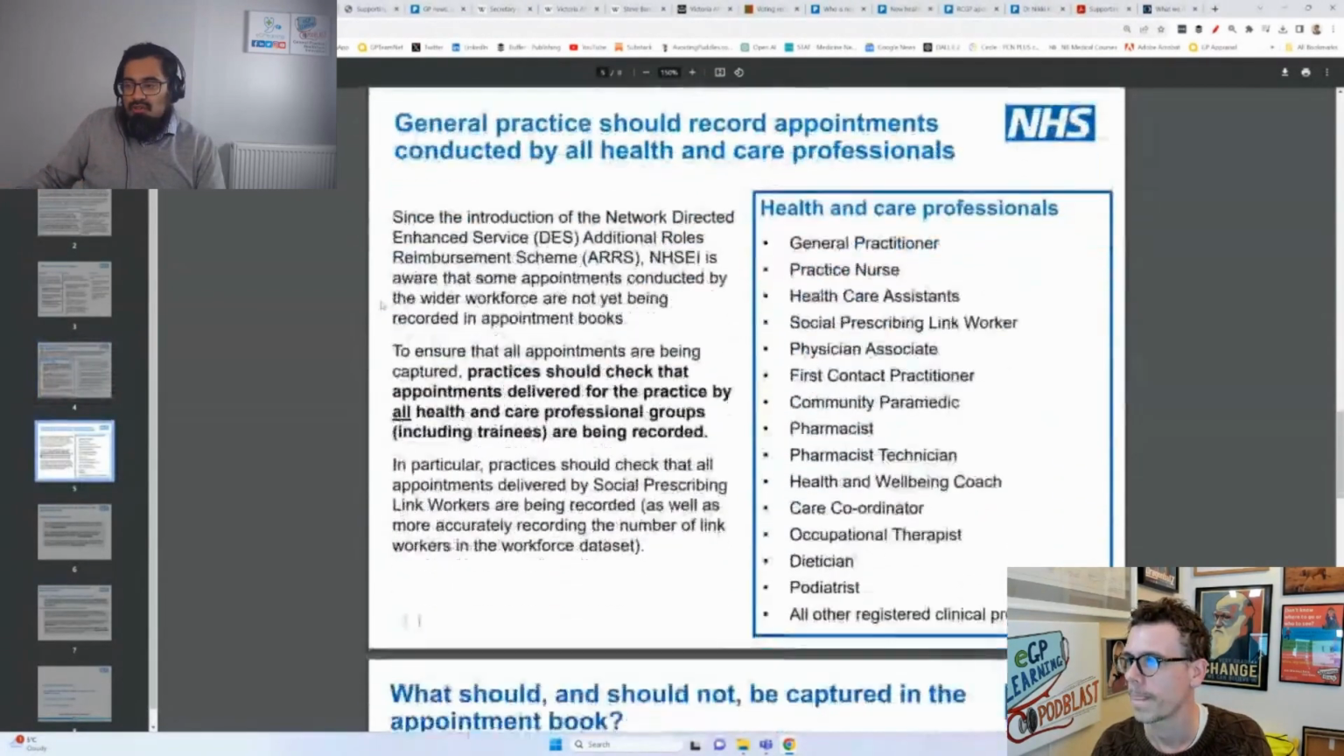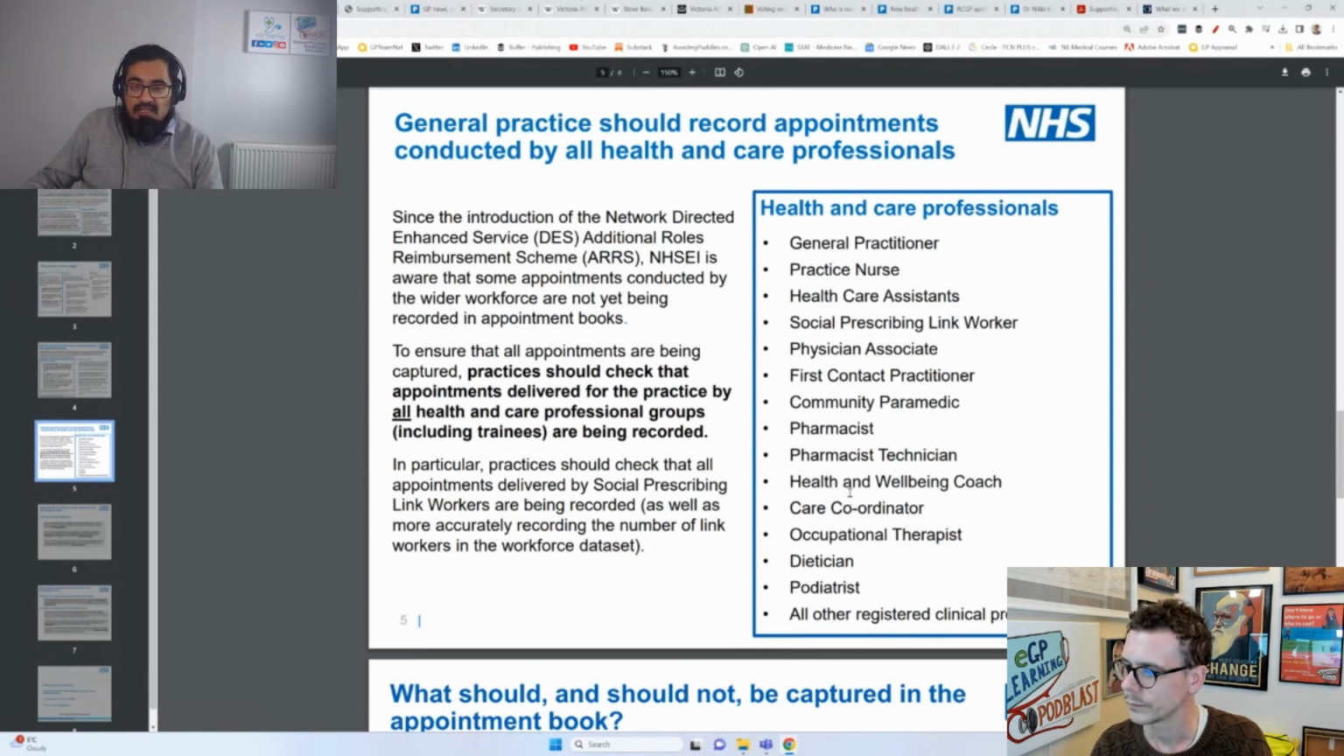So if you just scroll down, and there you go, you've got the list of staff basically that count as having an appointment. So GP, nurse, various different ARRS roles and stuff are in there as well. Care coordinator, interestingly, does count as an appointment. I think some people may have considered that doesn't.